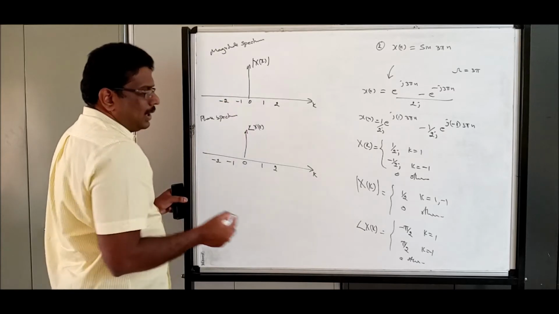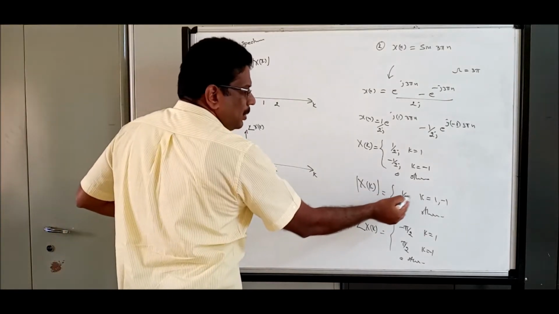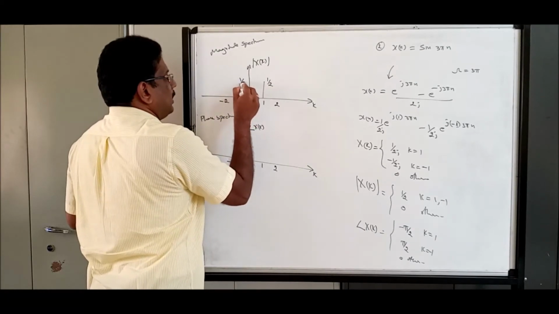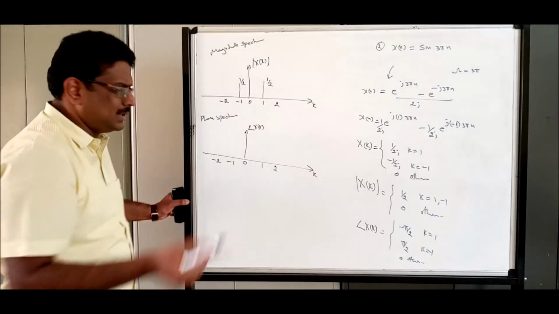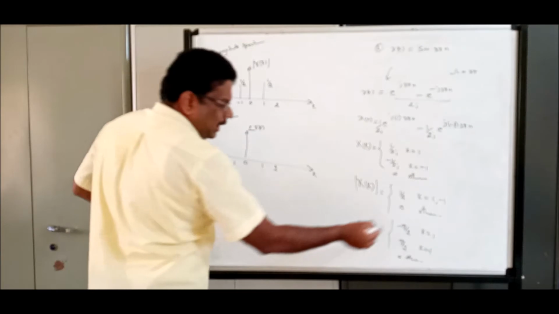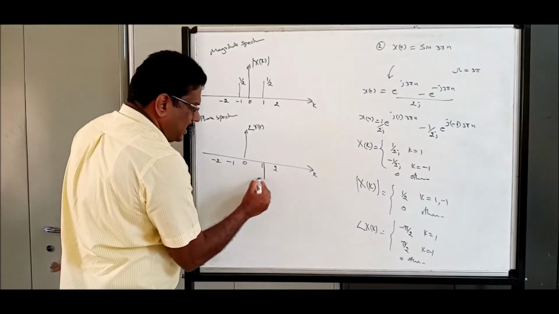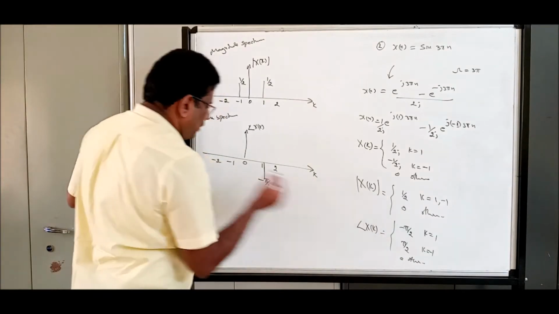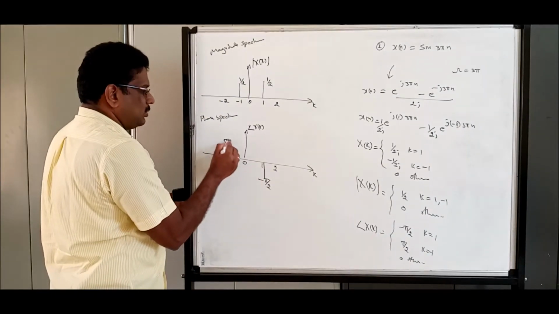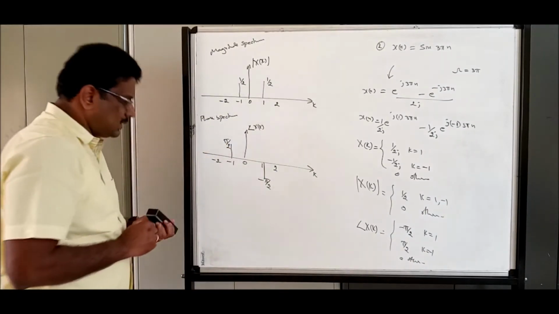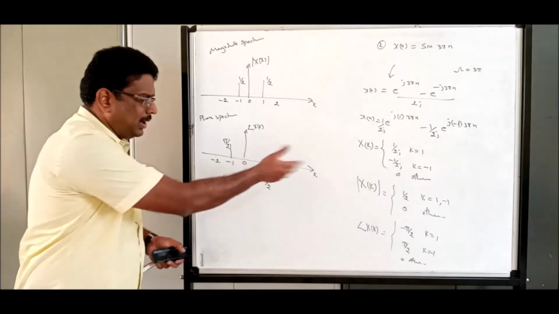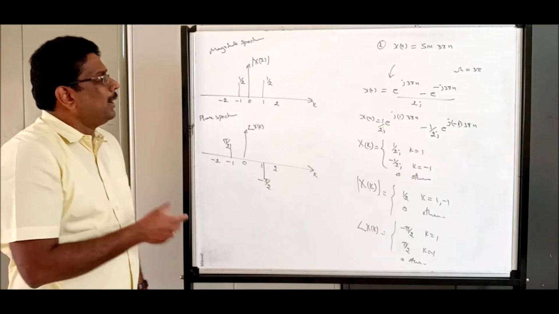Now, let's see. Amplitude is 1 by 2 for k equal to 1 and minus 1. That's all. In the remaining places it is 0. Let us come to the angle. For k equal to 1 it is minus pi by 2. Why am I going down? Because for k equal to minus 1 it is plus pi by 2. So this gives the magnitude and the phase spectrum. And the remaining places it is 0. Make a note of it.